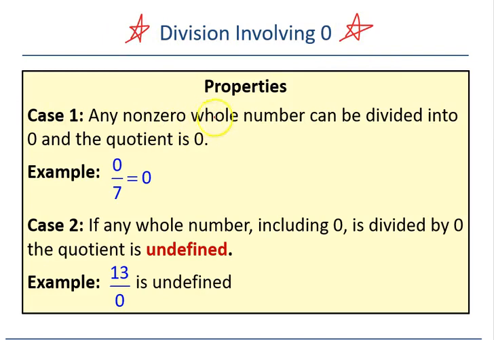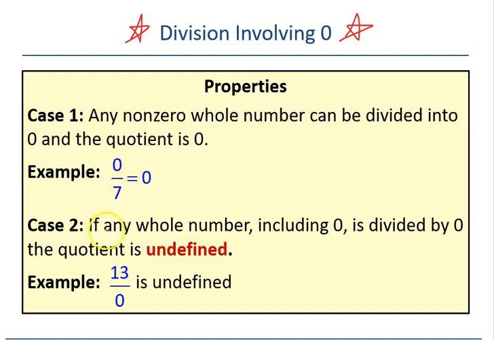Case 1. Any non-zero whole number can be divided into 0 and the quotient is 0. Example: 0 divided by 7 is okay. How many times will 7 go into 0? 0 times. Just think of it that way. I don't want to get too conceptual. This may be something you just have to remember. When 0 is the numerator, it's always going to equal 0.